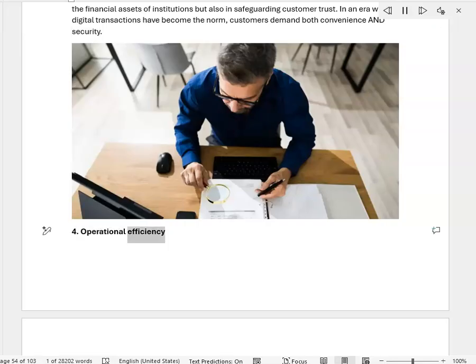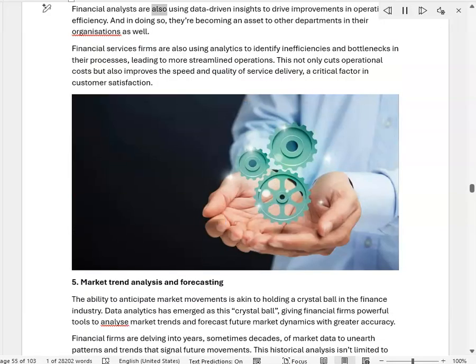4. Operational efficiency. Financial analysts are also using data-driven insights to drive improvements in operational efficiency. And in doing so, they're becoming an asset to other departments in their organizations as well. Financial services firms are also using analytics to identify inefficiencies and bottlenecks in their processes, leading to more streamlined operations. This not only cuts operational costs but also improves the speed and quality of service delivery, a critical factor in customer satisfaction.